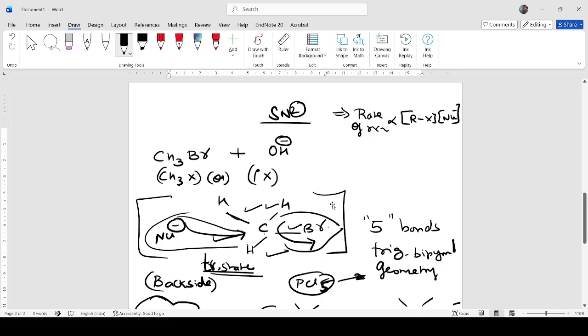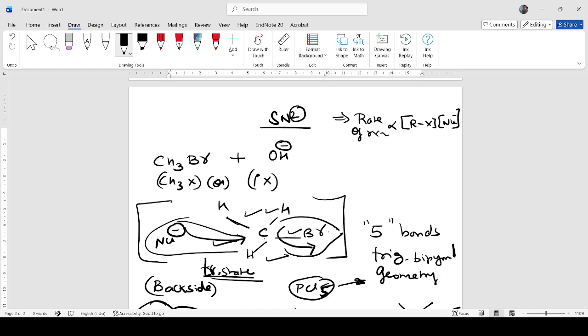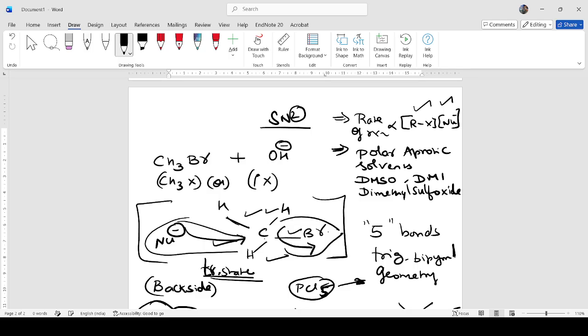So what are the points that we have to understand about SN2? The rate of the reaction is determined by both alkyl halide and nucleophile. If SN1 happened in a polar protic solvent, here it happens in polar aprotic solvents. They are polar only, but they cannot release H+. A very common example is DMSO, dimethyl sulfoxide, DMF, dimethyl formamide, acetone. They are all polar, but they are aprotic. They can't release H+.